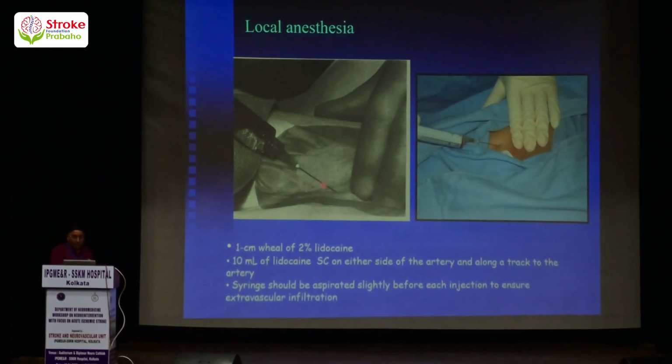After that, 3 centimeters below the inguinal fold, we inject local anesthesia, 2% lidocaine, and it is always important to make a very good wheal so the patient will not feel pain. When injecting the local anesthesia, it is always important to aspirate blood in between to show that we are not intravascular.